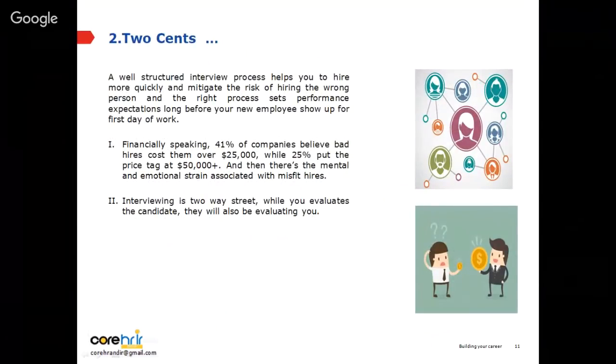While we were sharing the content and discussing it along with the core HR group, we got to know the various questions people have asked. So we included those questions. Somebody asked what is the cost of a bad hire or a wrong hire. We want to share that 41% of companies believe that the cost of a bad hire comprises around $25,000, while 25% of companies put forward some $50,000.